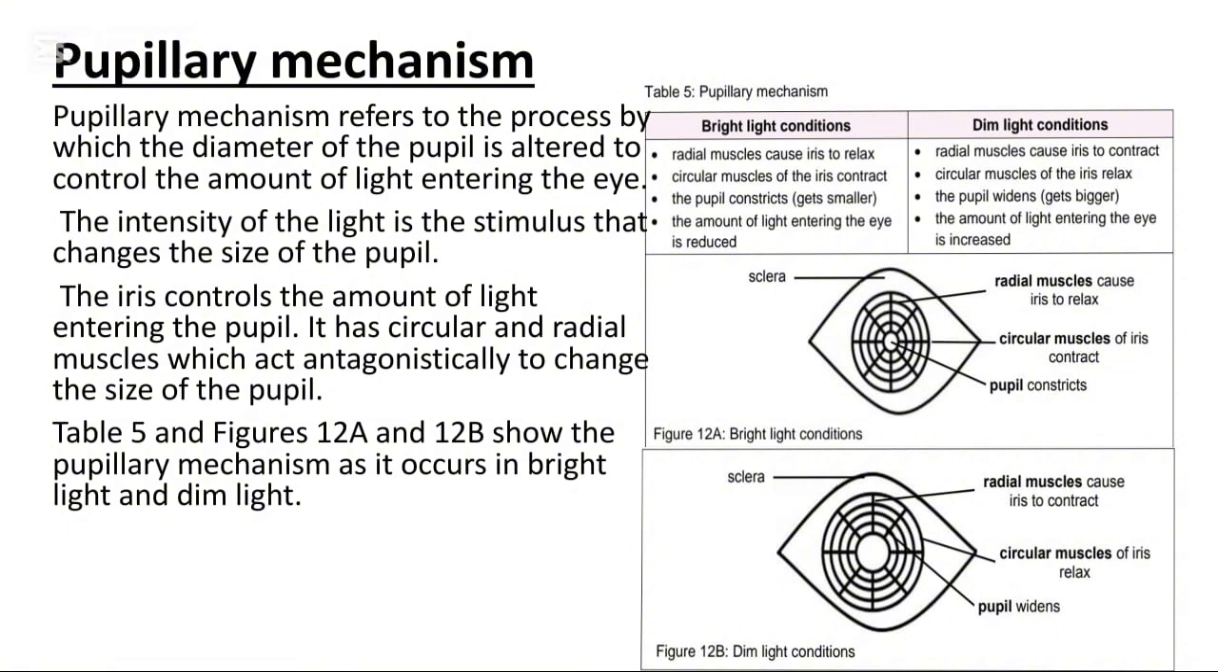This doesn't necessarily mean that you need to know both conditions, because if you know one condition, that simply means that the other one is simply the opposite of the one you know. So this means that what happens during bright light conditions is simply the opposite of what happens during dim light conditions, vice versa.